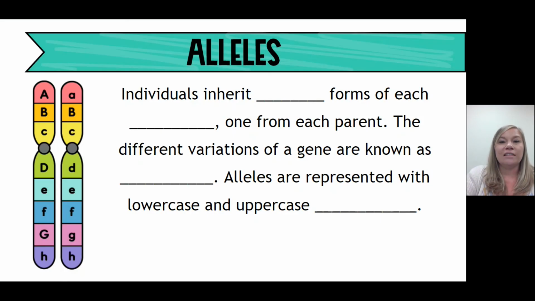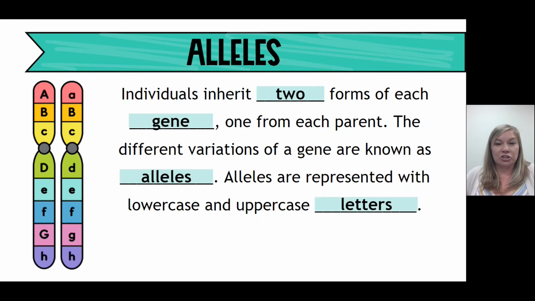Okay, so we've got alleles here. There's a lot of vocabulary. You're going to have to make sure you understand these terms, okay? So for individuals, you're going to get 2 forms of each gene, right? And the different variations are known as alleles. And these are going to be in uppercase and lowercase letters. If you're looking over here to the side, we've got our pink one, which doesn't represent anything particular right now, but in regular DNA it would.